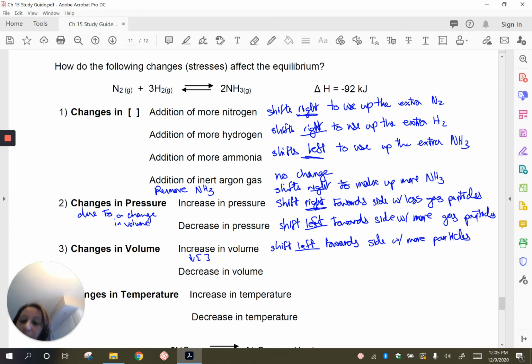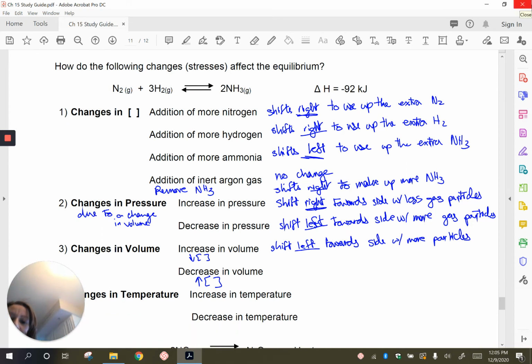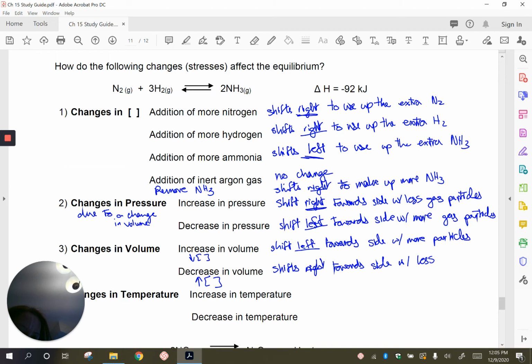If I decrease the volume, make it take a smaller space, then I've increased my concentration. My concentration is going to be too high. So my substances are way too concentrated right now. So I'm going to go to the side that has fewer particles so that it's not as concentrated. So now I'm going to shift to the right side that has fewer particles. And again, with concentration, that applies to ions or gas particles.